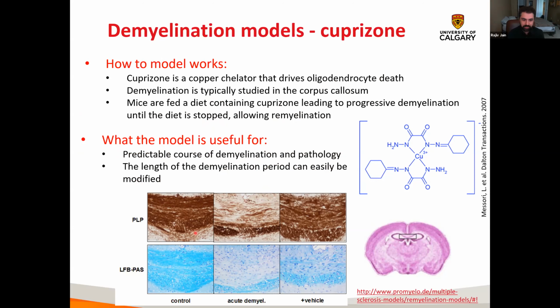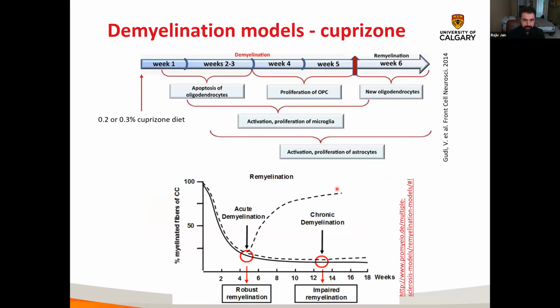And so at the bottom, I've shown you an example of the pathology where basically in a healthy mouse in the corpus callosum, you would have very nice myelin staining as seen by this PLP. Whereas when you induce demyelination, you can see quite clearly that you lose myelin in the corpus callosum. But if you allow these mice to recover, you then get remyelination back again.